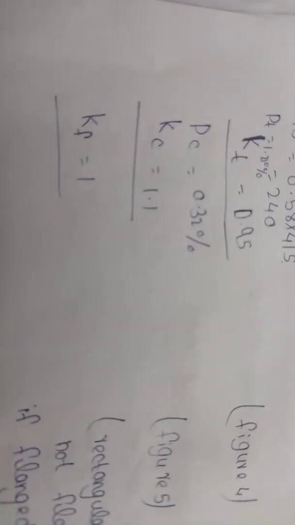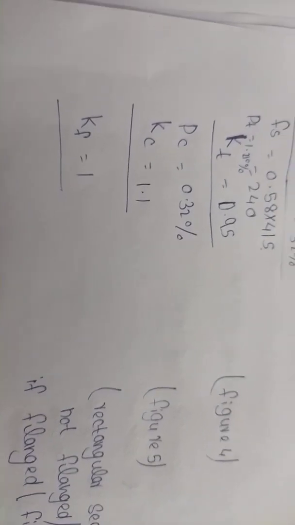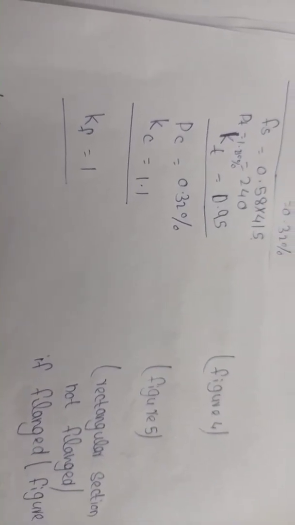This question's KC value is not 1. Why? Because this question consists of compression reinforcement. So take figure number 5. Okay, then the percentage of compression reinforcement, this is page number 39. Then modification factor for compression reinforcement, we get PC value 0.32. Okay, PC value 0.32, so mark 0.32. This is 0.25, okay, 0.32 comes here.